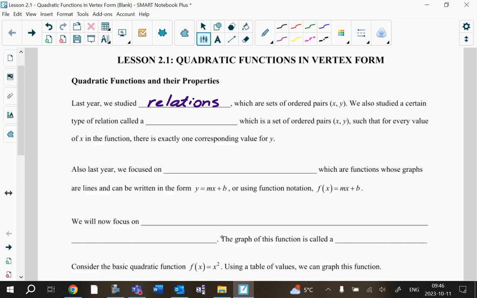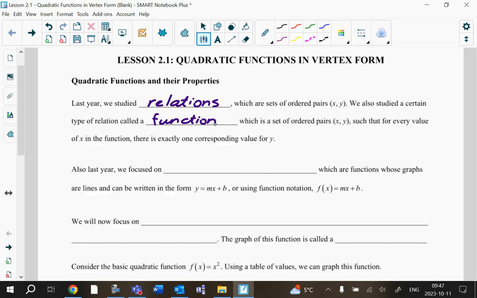Then we studied a certain type of relation, which we called a function. In a function, for every set of ordered pairs, every x value has only one corresponding y value. Do you guys remember how to tell whether something's a function or not? We used certain words. Something never repeats.